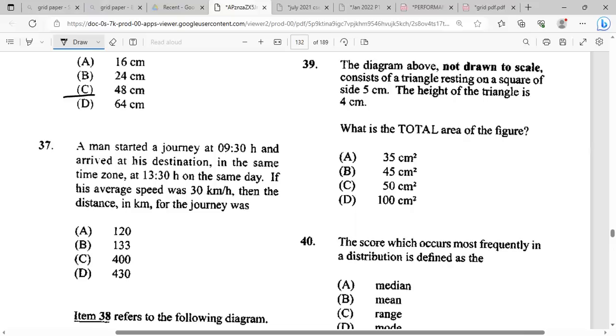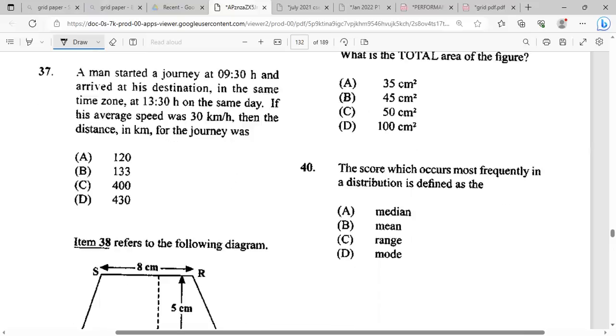All right, a man journeys at 9:30 hours and arrives at his destination in the same time zone at 13:30 on the same day. If his average speed was 30 kilometers per hour, then the distance is, all right, we need to work out the time, because speed times time is equal to distance. So I can work out the time now. From 9:30 to 13:30, I can just get that out of the way.